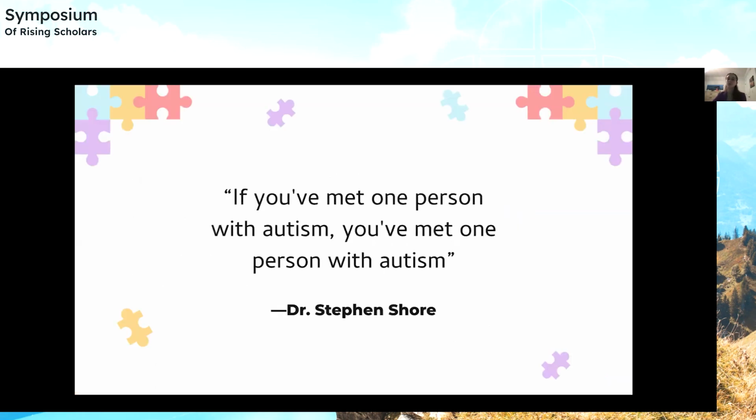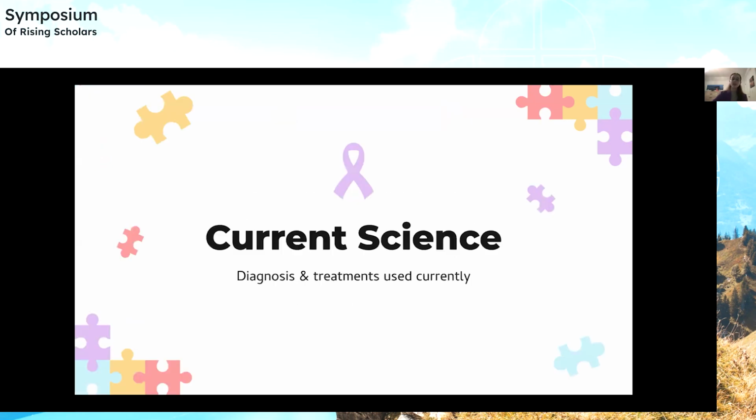One quote that I find important to share when discussing autism is this quote by autistic autism researcher Dr. Stephen Shore: "If you've met one person with autism, you've met one person with autism." This demonstrates really how broad the spectrum is and that everybody on the spectrum is just as unique as any other human being. So now I'd like to cover the current science.